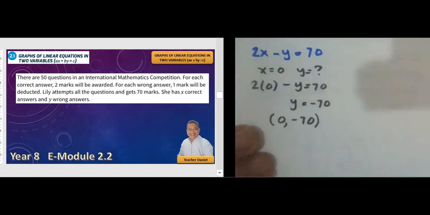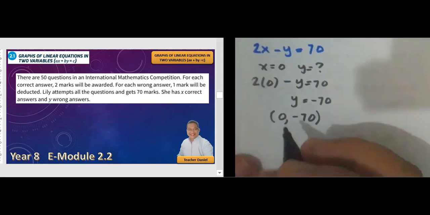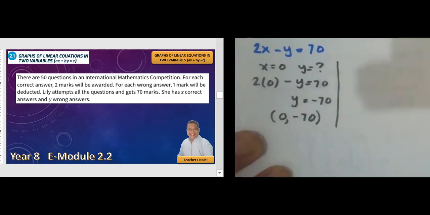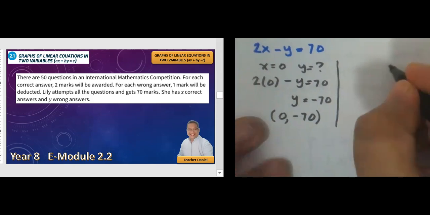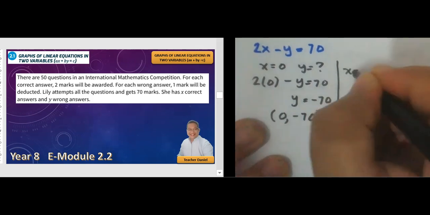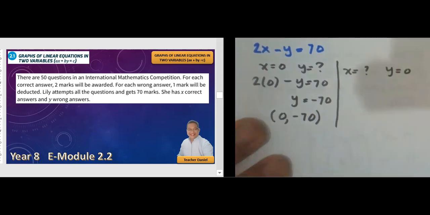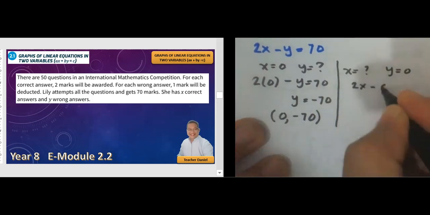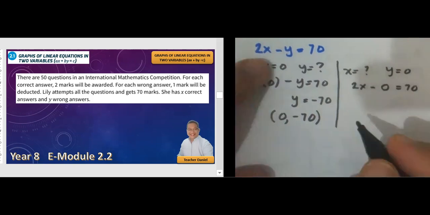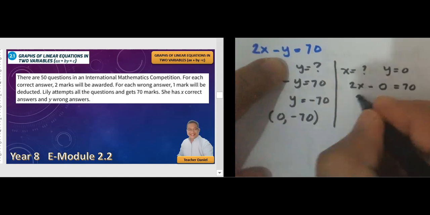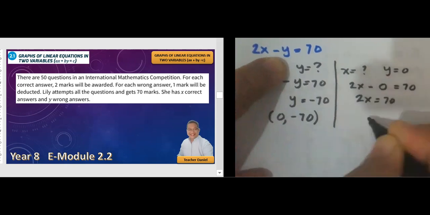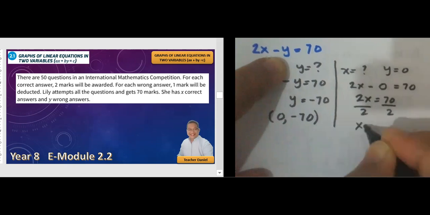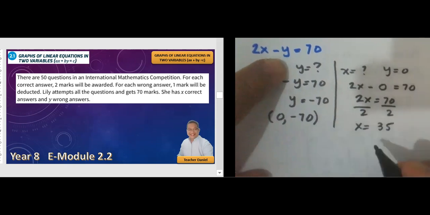All right? So let's find out the x-intercept. For the x-intercept, you let y equal 0 and then you need to find x. What is that x? In this one, you have 2x minus 0 is equal to 70. We're just plugging y equals 0 here. Then it will give you 2x is equal to 70. You divide by 2, your x is equal to 35. So meaning to say the coordinate now is 35, 0.